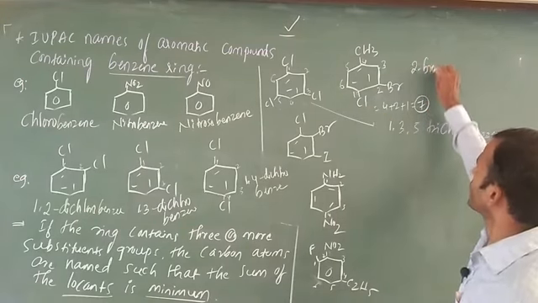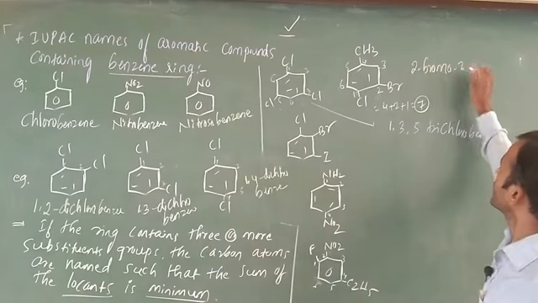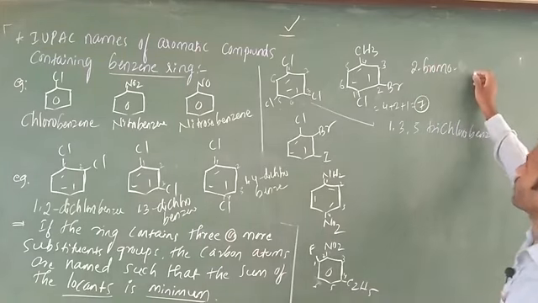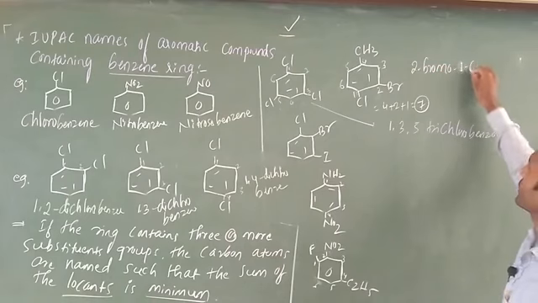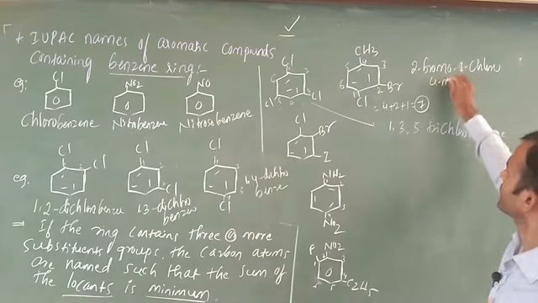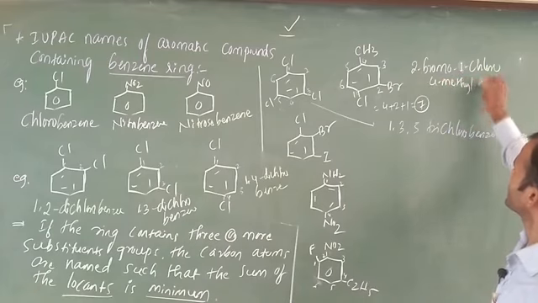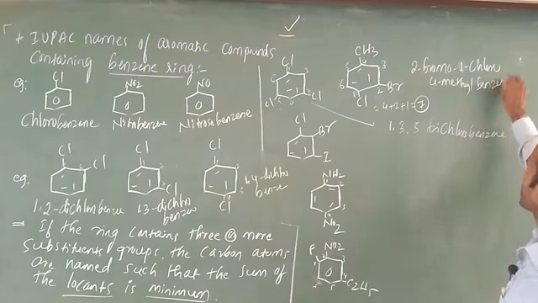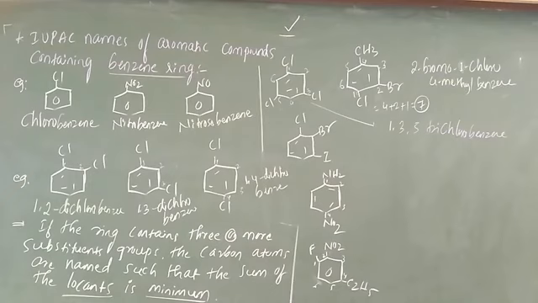2 bromo, you have to write 2 bromo 1 chloro, no, 2 bromo 1 chloro, you have to write 1 chloro 4 methyl benzene, 4 methyl benzene. Otherwise you have to write 2 bromo 1 chloro toluene, that is also correct, but this is according to NCERT: 2 bromo 1 chloro 4 methyl benzene, okay.